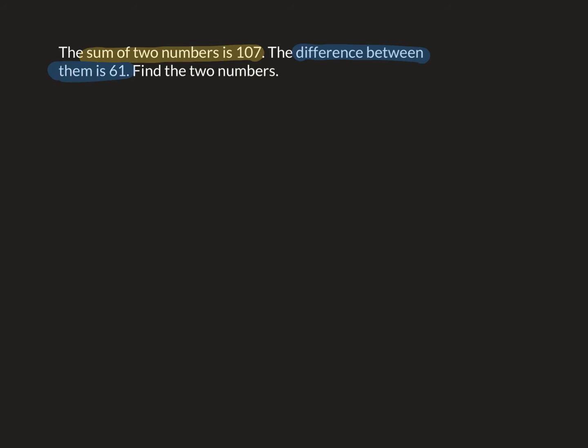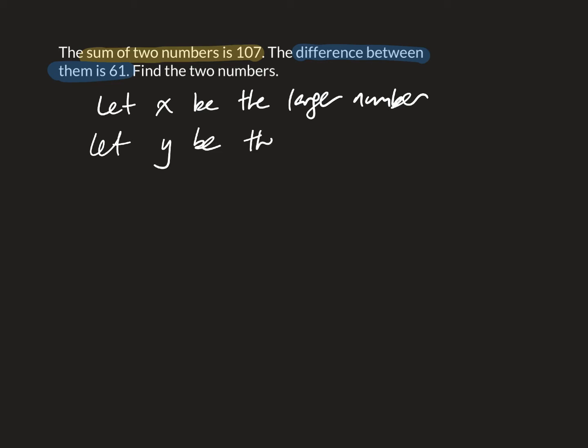So what I've highlighted in yellow gives us one relationship between the two of them. And what I highlighted in blue gives us another relationship between the two numbers. And this sounds like two equations, right? One equation can describe the first relationship, and one equation describes the second relationship. So what we're going to do now is say let x be the larger number, and let y be the smaller number.